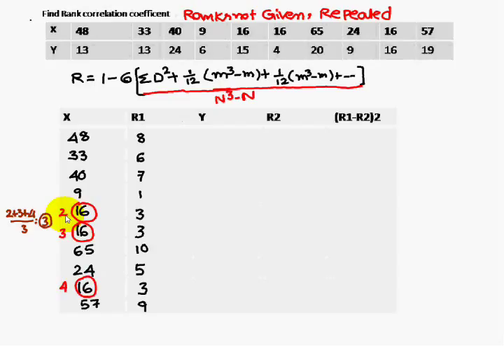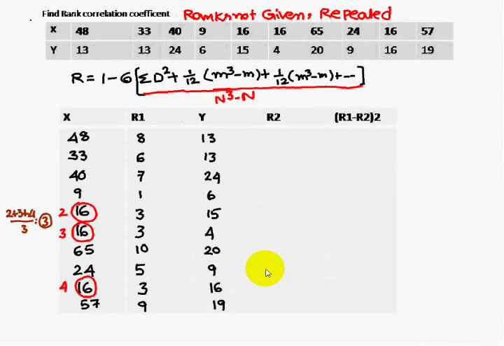For the next highest number, 24, which rank do you give? Ranks 2, 3, 4 are over, therefore you start with 5. The next highest after 24 is 33, so you give it 6. The next highest value, 40, you give 7. Next 8, 9, 10, like that. Similarly, write the data of y in a column.